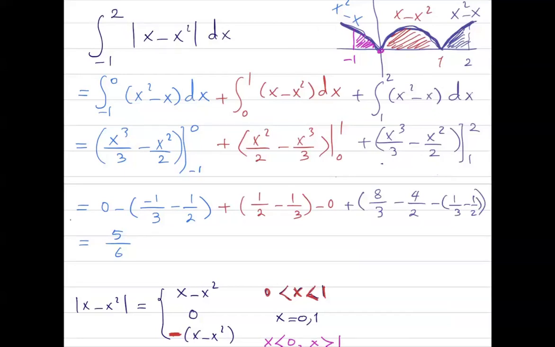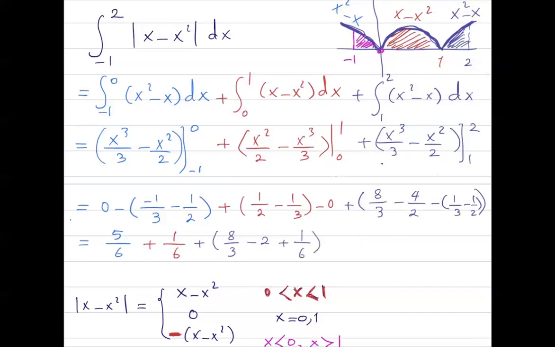And then for the second integral, we have the calculation of 3 minus 2 divided by 6, which is 1 over 6. And the last integral, okay, you probably need more calculations here. 8 divided by 3 minus 2. And when you take common denominator, it becomes negative 1 divided by 6. So you have plus 1 over 6.